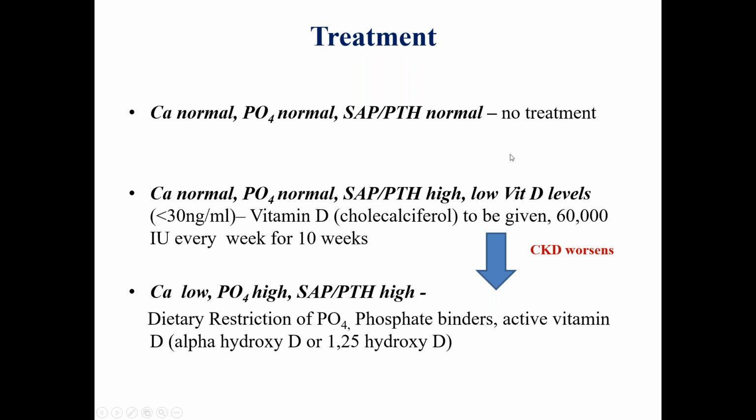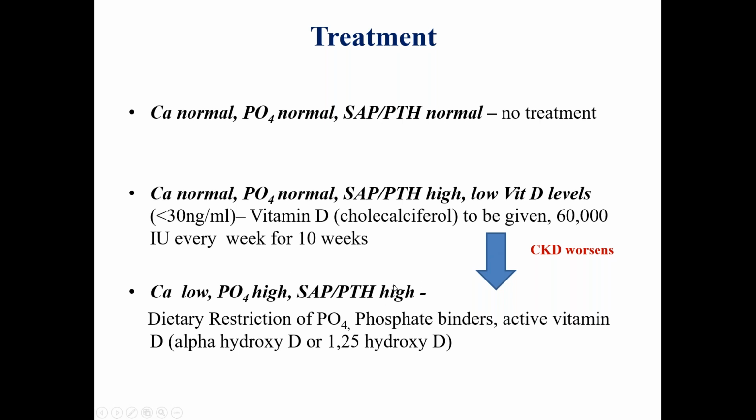Now, what is the treatment for this bone mineral disease? Well, if your calcium is normal and your phosphates are near normal and your PTH is also normal and your vitamin D levels are also normal, you actually require no treatment. But as your CKD stages worsen, it progresses from vitamin D deficiency to severe hyperphosphatemia and hypocalcemia and very high PTH values. So at this point of time, you would require some form of vitamin D supplementation, which can be in the form of cholecalciferol. And this cholecalciferol should be given slowly on a weekly basis for a period of 10 to 12 weeks.